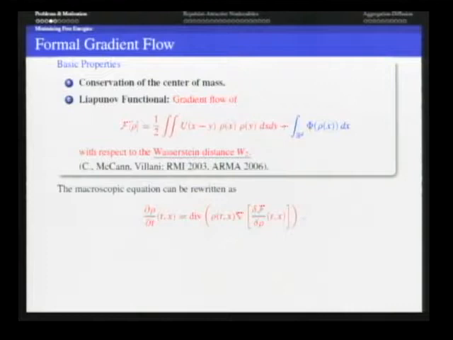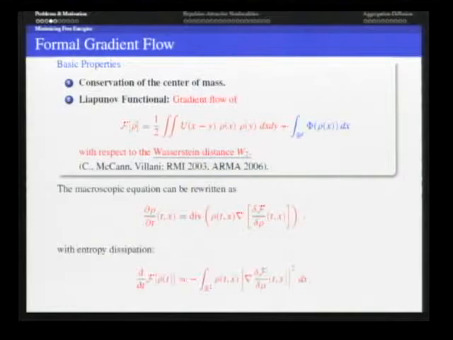You can write them as continuity equations where the velocity field is minus the gradient of the variation of the functional. That variation has to be thought as the variation with respect to measures, so measures or densities that have the same mass. And due to that generic structure of the equations, you have always a built-in dissipation, which is, at least formally, you can compute the derivative in time of the Lyapunov functional on solutions, and you get this dissipation.